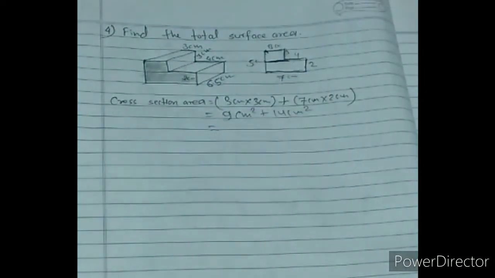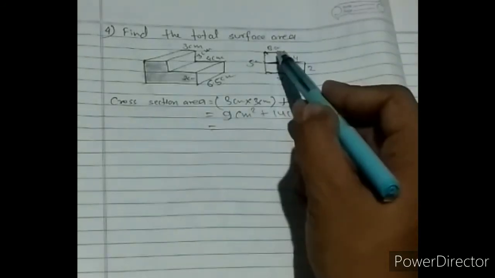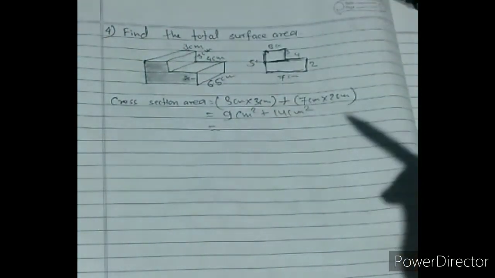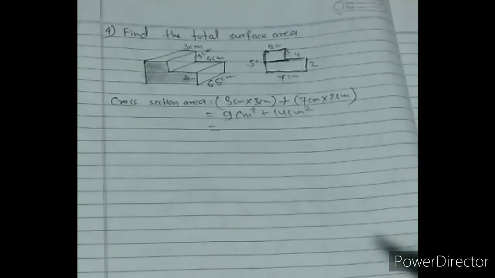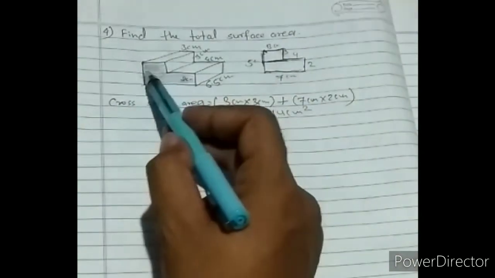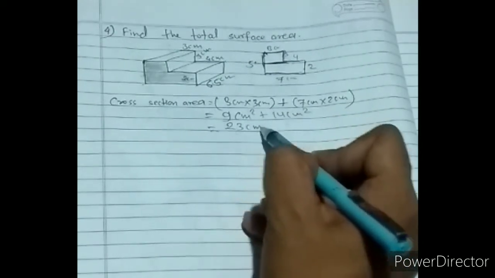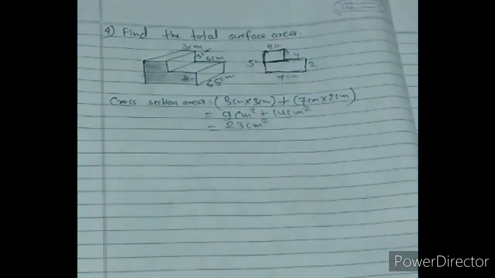Most important, cross section area and lateral surface area. If you know this, if you understand this, it is nothing. You can find other total surface area, volume, the cross section area into length only we have to do. Yes, but cross section area is little bit difficult, not so difficult, but you have to understand the logic. You have to get the concept of this. Okay, now 14 plus 9, 23 centimeter square is the cross section area.